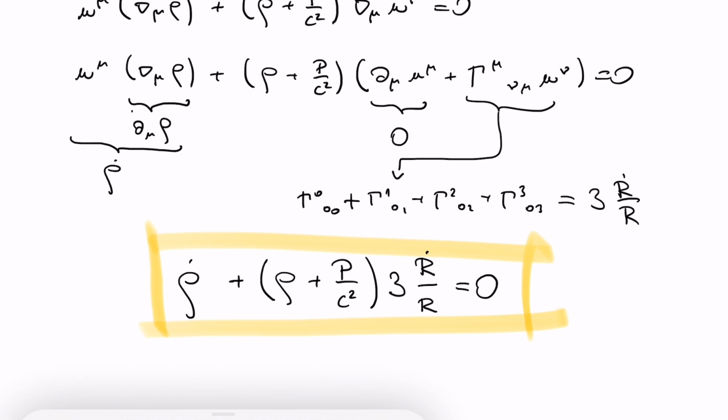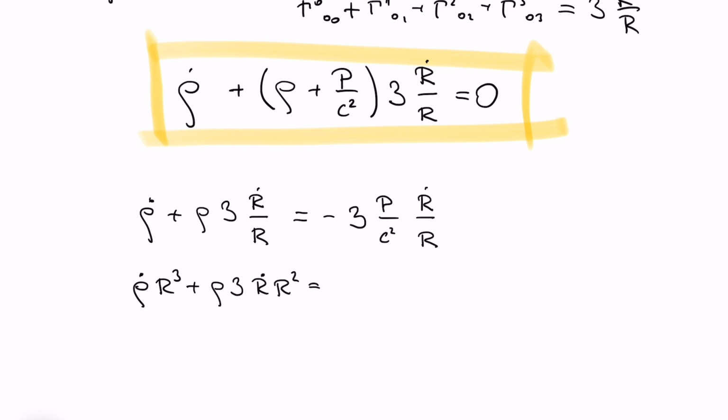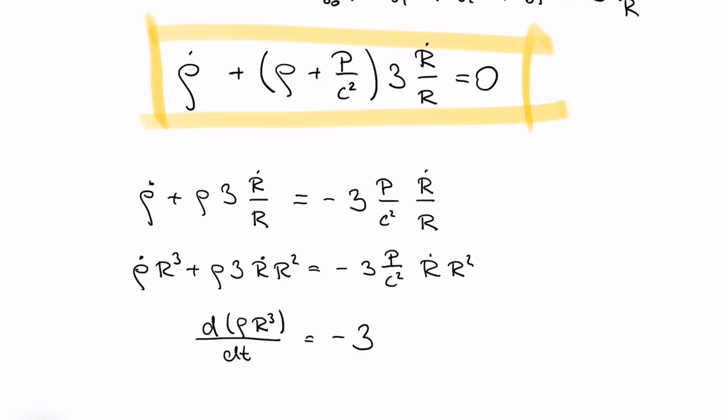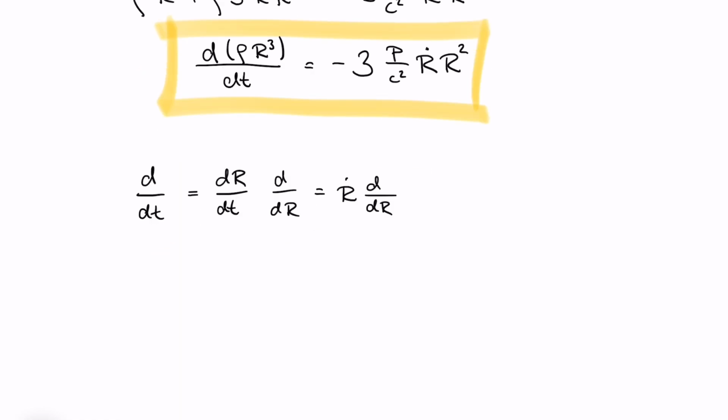We want to get the evolution of rho. We separate the density and the pressure. Now the trick is to multiply this equation with r cubed. We would finally like to see how the density is related to the scale parameter r. To this end, we rewrite the derivative with respect to r.